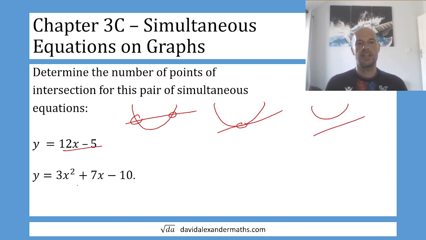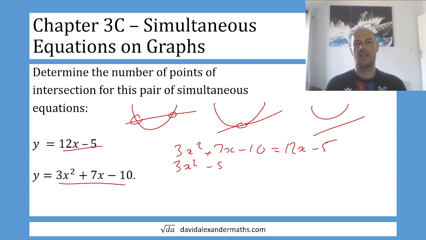So if y equals this and y equals that, then 3x squared plus 7x minus 10 must equal 12x take 5. I'm going to subtract 12x from both sides. I'm going to add 5 to both sides to make it equal 0. Now the number of solutions, if you cast your mind back to chapter 2, it's all about the discriminant. What is the value of the discriminant? So what is the value of b squared minus 4ac? So a is 3, b is negative 5, and c is negative 5.